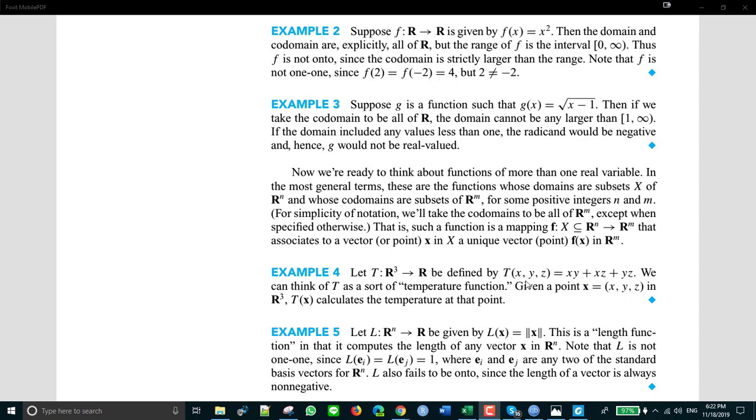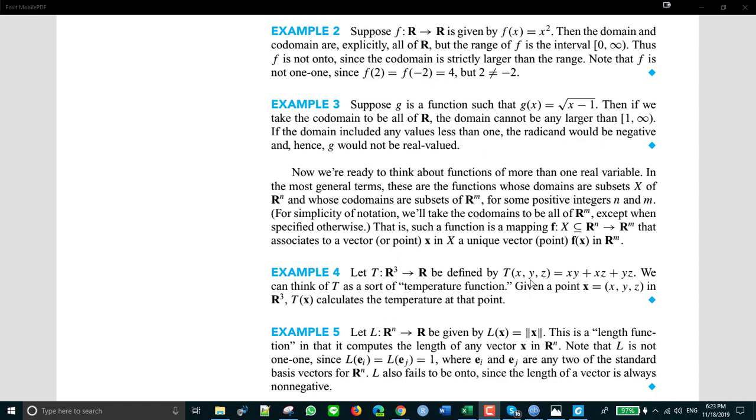These are, if x, y, and z are scalars, and we multiply two of them, multiply another two of them, multiply another two of them, and add that up. That's a scalar. So this is a function from R3, because this is an element of R3, but the output is just R. We can think of t as a sort of temperature function. So you give it a point in space, that means you have to tell it the x, y, and z coordinates of the point in space, and then it's going to tell you what the temperature is at that point.